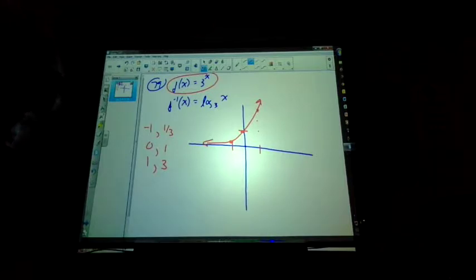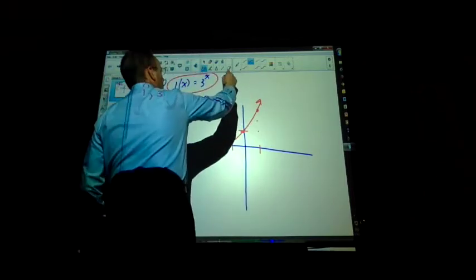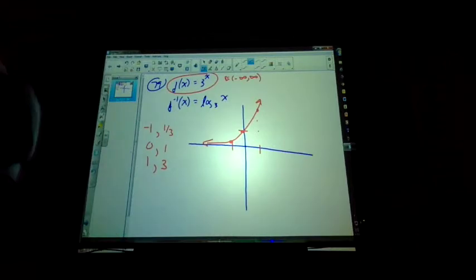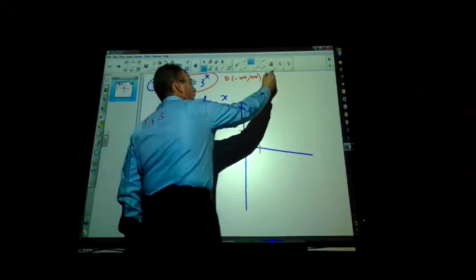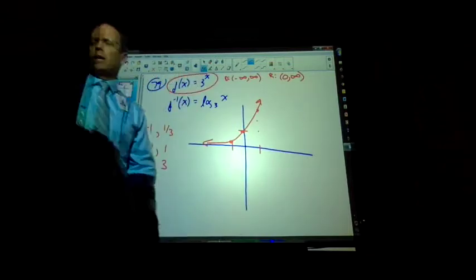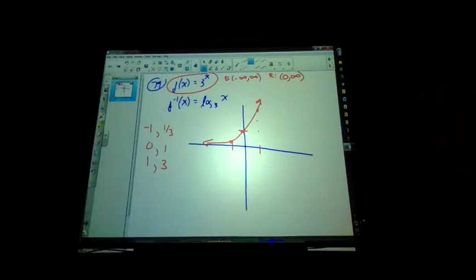So what would our domain appear to be? Does it go forever left, right, up, down? Is it forever left, right? Yes. So our domain, we're going to go from negative to positive infinity. What does it appear my range is doing, though? Good. It's starting right around 0. And it's going to positive infinity. I'm making a rounded bracket because it's not going to get there. It's not going to cross the x-axis. It's not going to touch it. It's just going to approach it.